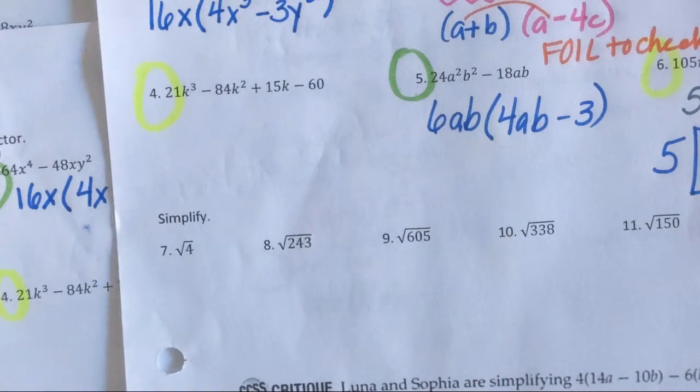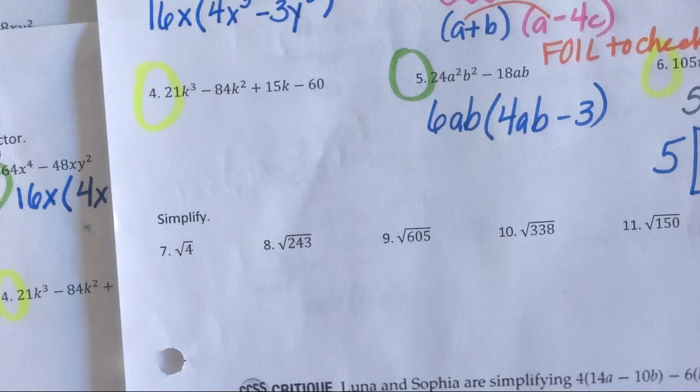Okay, let's go to number 4. 21k cubed minus 84k squared plus 15k minus 60. I got one table that's not earned a single point today. How sad is that? Okay, it really is.